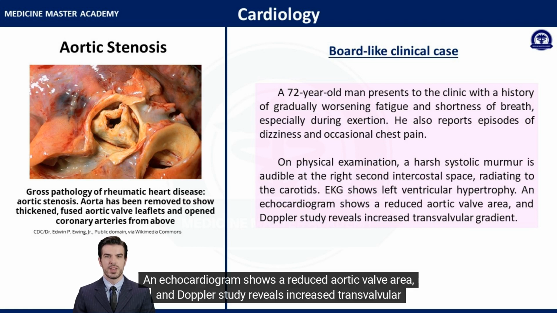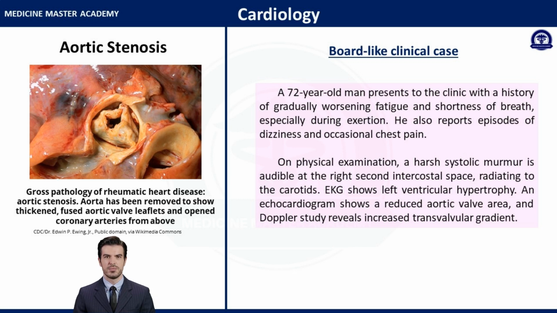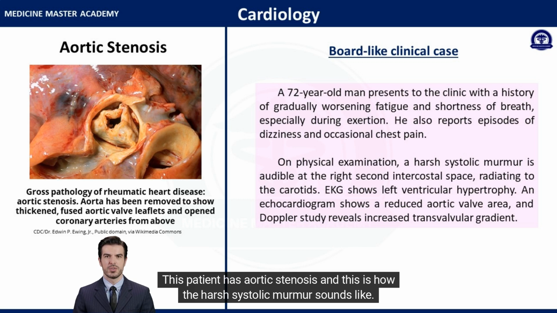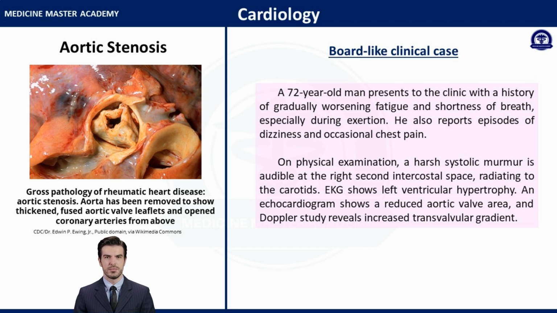An echocardiogram shows a reduced aortic valve area, and Doppler study reveals increased transvalvular gradient. This patient has aortic stenosis, and this is how the harsh systolic murmur sounds like.